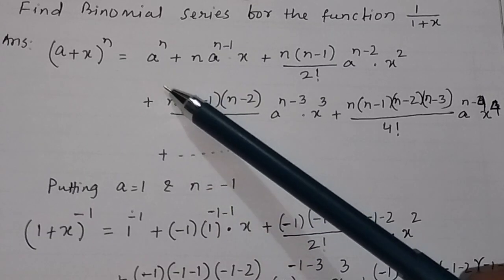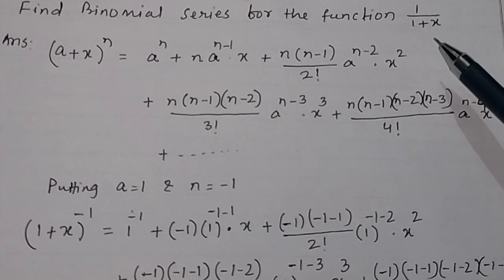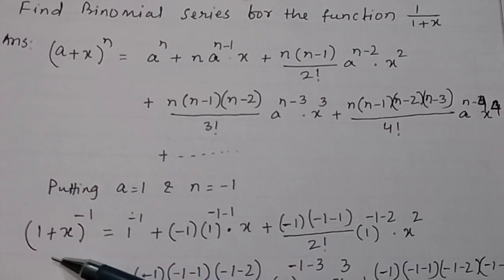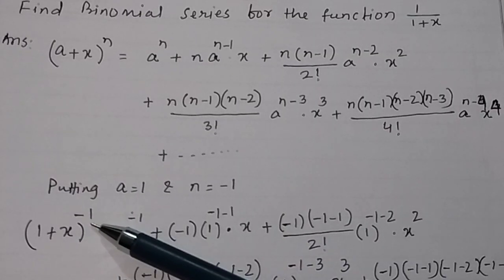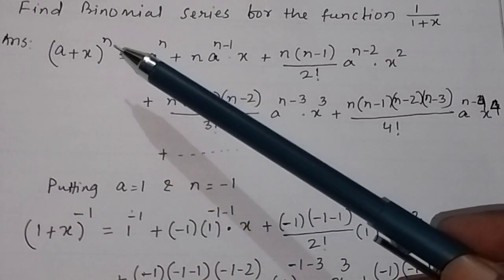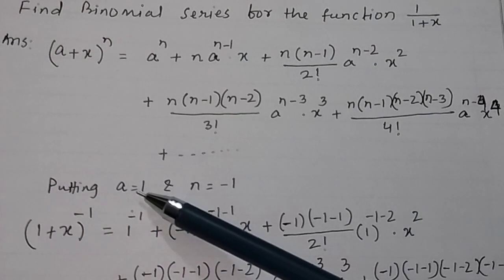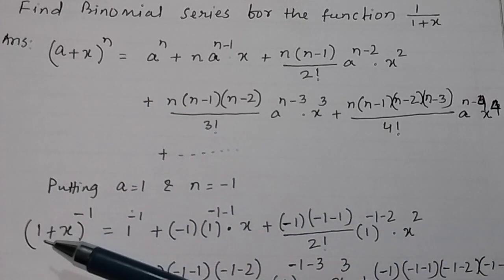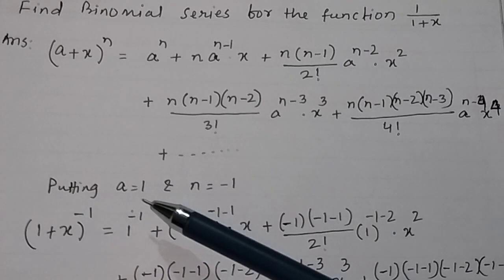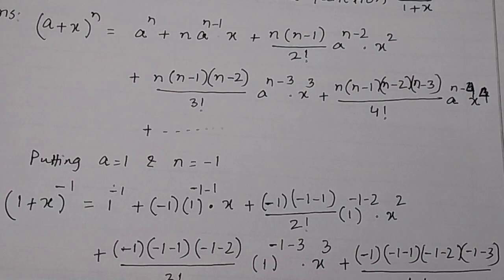So if you put a equal to 1, because you see 1 divided by 1 plus x, 1 divided by 1 plus x can be written as (1 plus x) to the power minus 1. Here if you compare (a plus x) to the power n and (1 plus x) to the power minus 1, then the a value will be equal to 1 and the n value will be equal to minus 1.